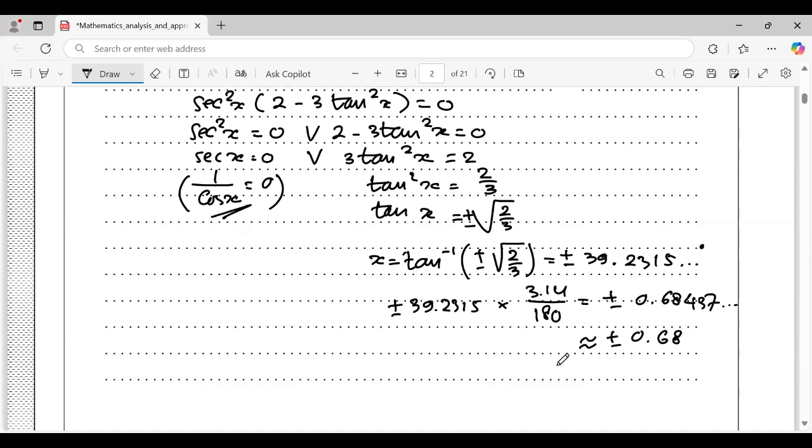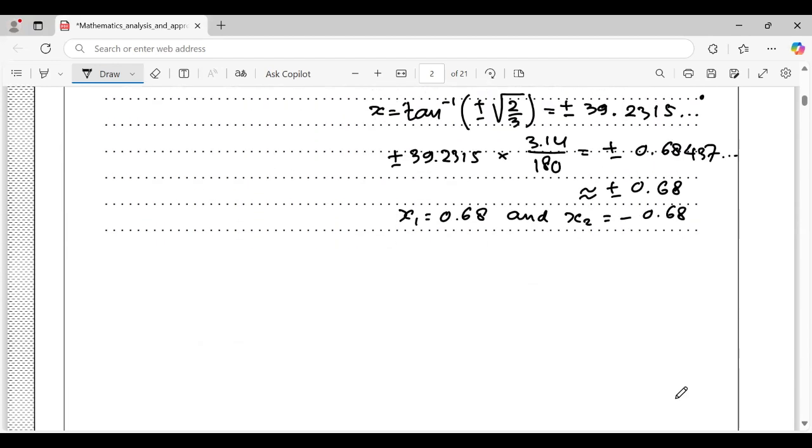So there are two values of x. First, x1 equals 0.68 and x2 equals minus 0.68. Now we need to find y. Substitute x into y.